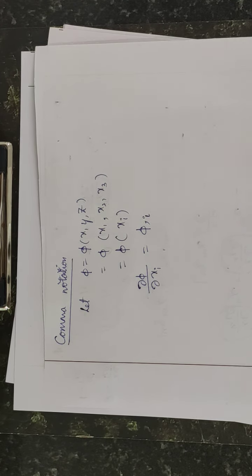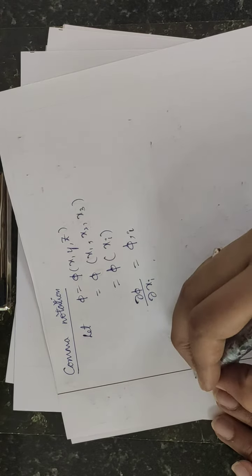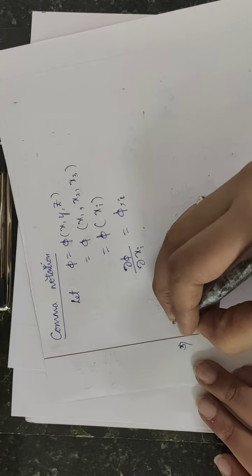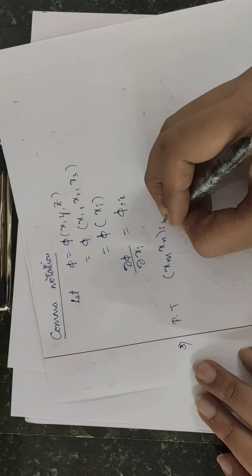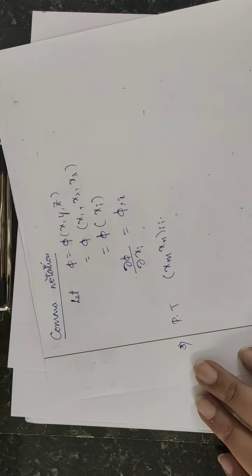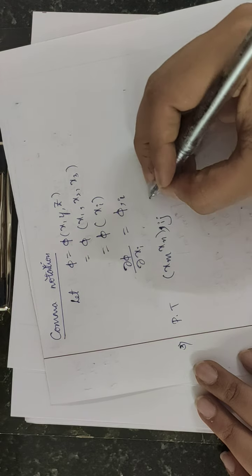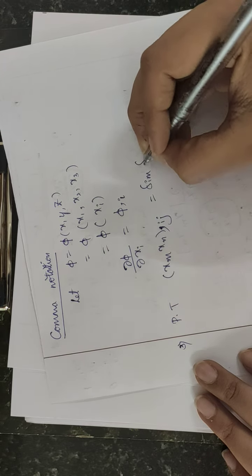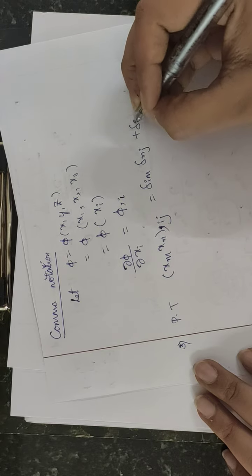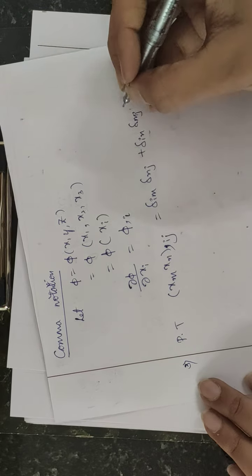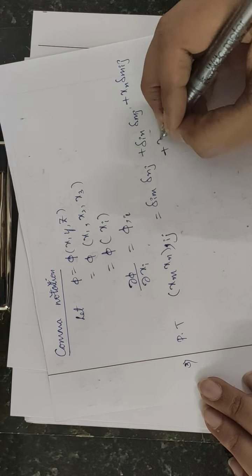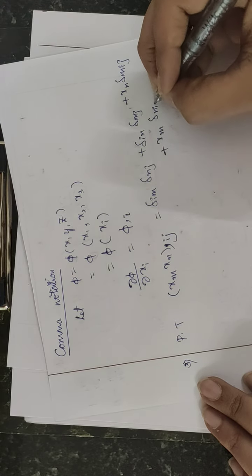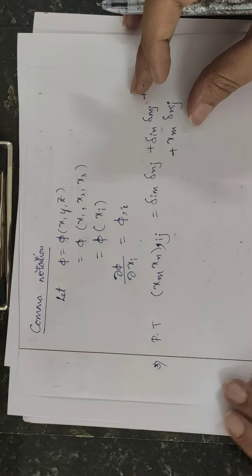So in the previous session we have solved some problems. Now let's continue with the problem. We have to prove that (xm xn), ij is equal to delta im delta nj plus delta in delta mj plus xn delta mij plus xm delta nij. So we have to prove this identity now.